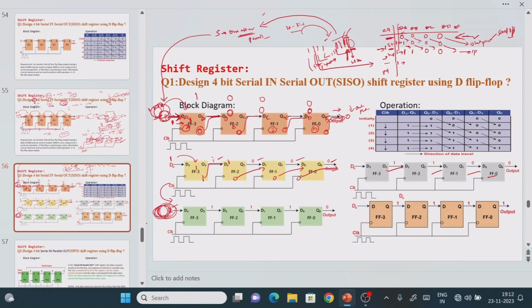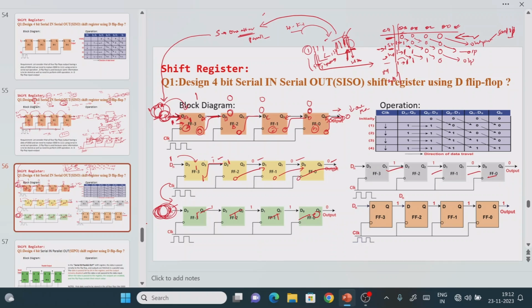Now what is the value? This value will go inside the first flip-flop. The first flip-flop value goes to the second, second goes to the third, third goes to the fourth, and the fourth will be your output value. Now what is it replaced with? It is replaced with 1110.